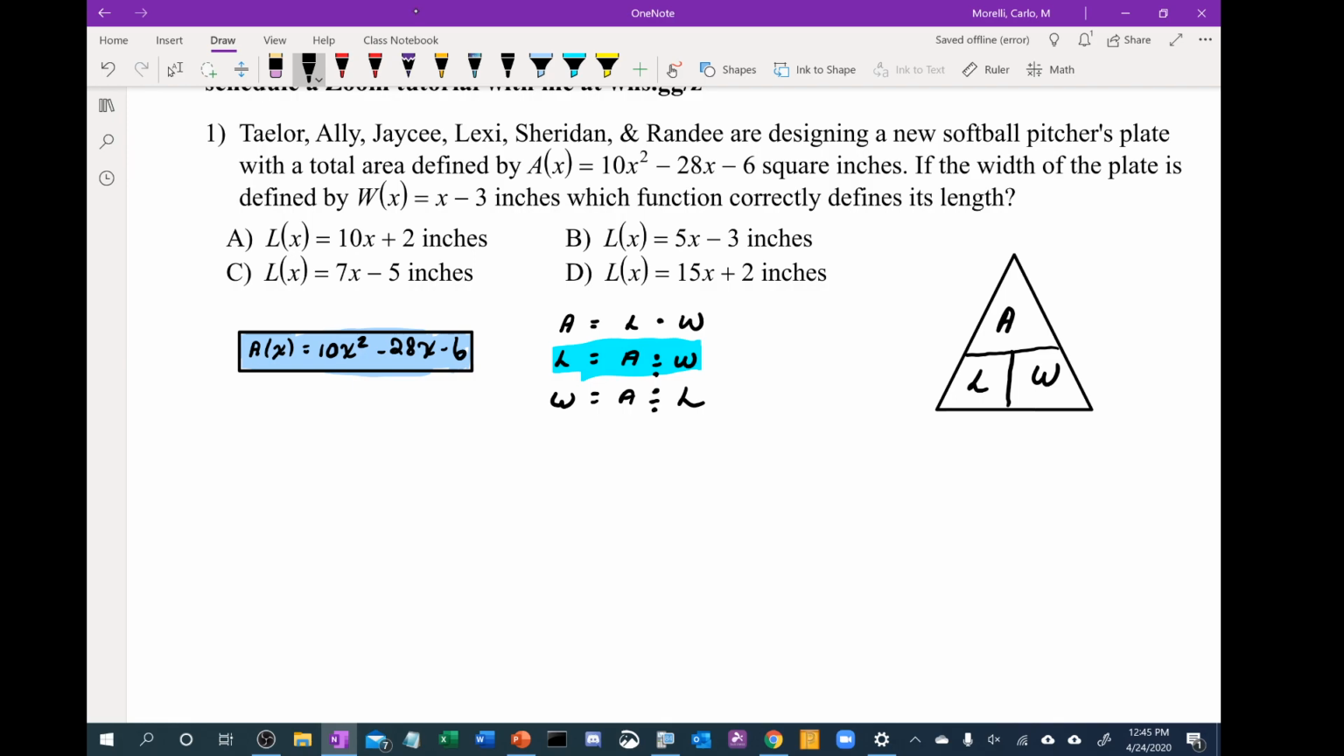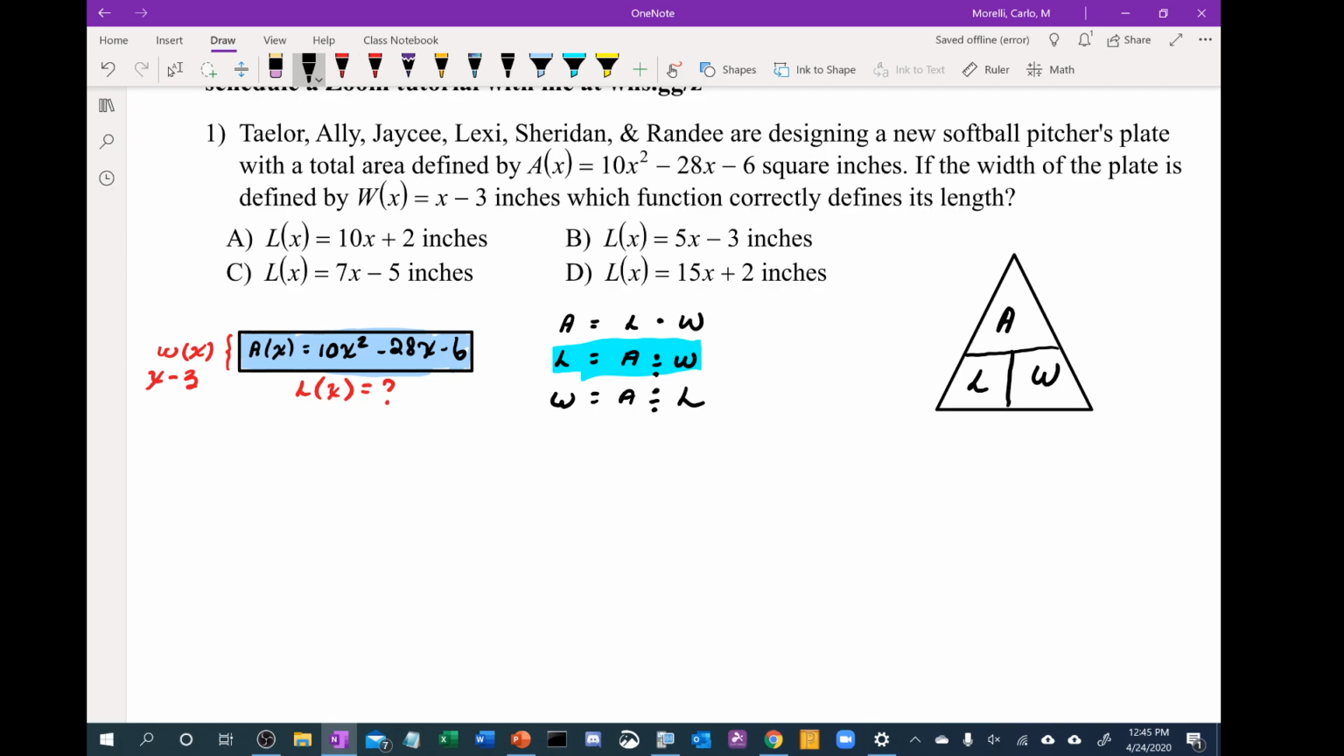And let's see if we were given the width, because we have the area, and yes, we're given the width right here. So down here for this short side, this little short side right here, this is going to be w of x, and that's the width. Okay, so that function was given by x minus 3. What we don't know is the length. Okay, so we don't know L of x, and that's what we need to find.